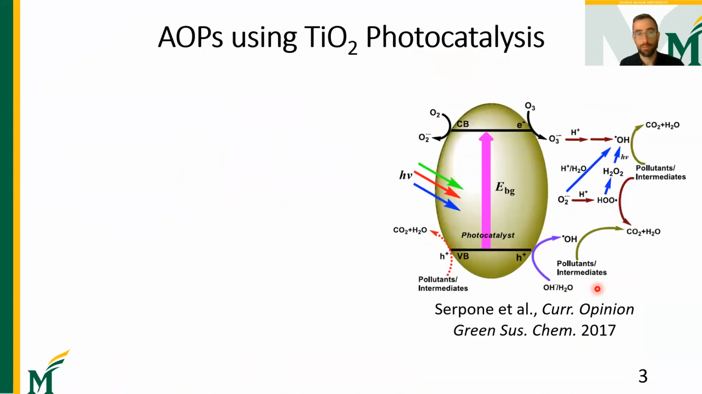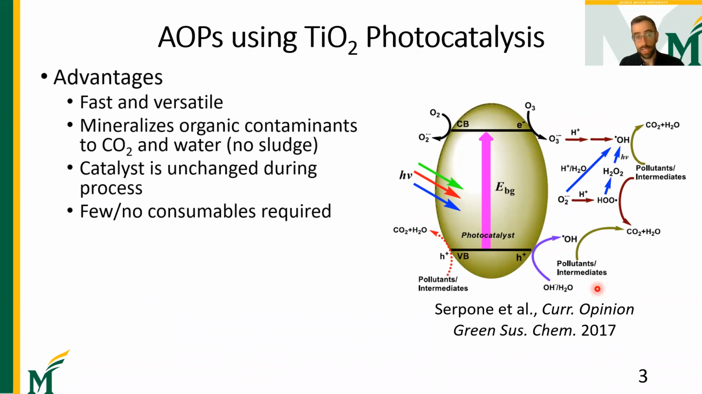So one popular method of generating these hydroxyl radicals is to use a heterogeneous photocatalyst. And this is attractive for a number of reasons, including the process is relatively fast. Generally, the AOP achieves complete mineralization of the contaminants, meaning that it leaves no toxic sludge behind, and the organic matter is converted completely to CO2 and water. The catalyst is generally unchanged during the process, meaning it can be, in principle, reused in the future.